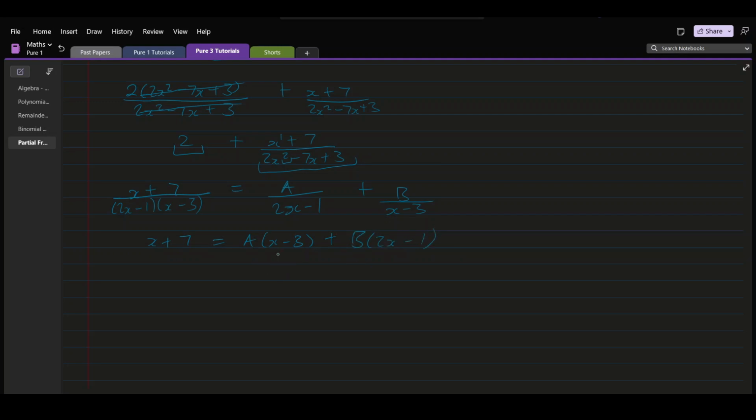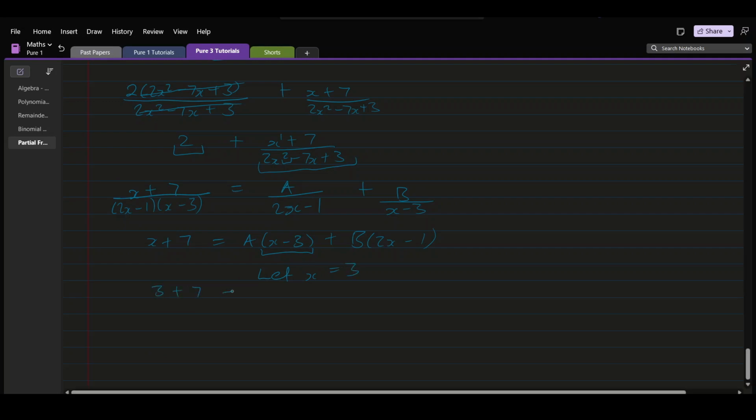And to evaluate b, we need to make this bracket 0, and we can do that by saying let x equal 3. So that becomes 3 plus 7 is equal to a times, or a will cancel out since that bracket becomes 0. So that's b times 2 times 3 minus 1. And 3 plus 7 is 10. 2 times 3 is 6 minus 1, that's 5b. Divide both sides by 5, you get b is equal to 2.